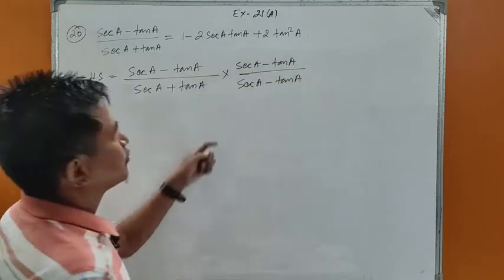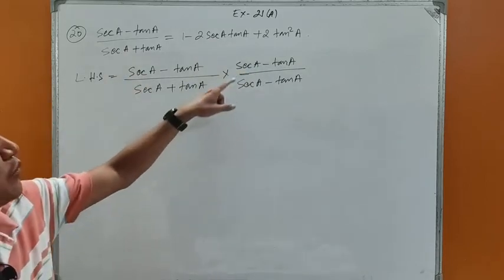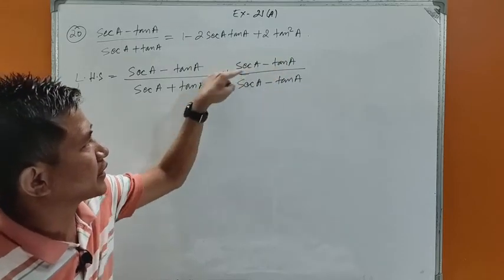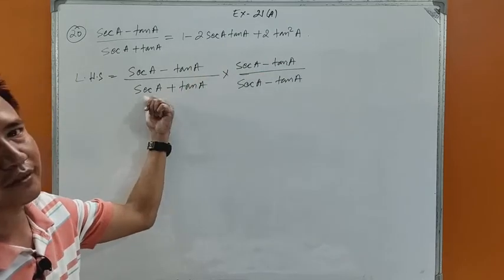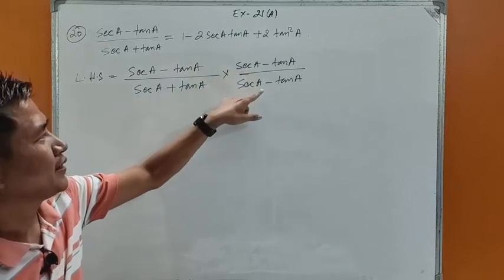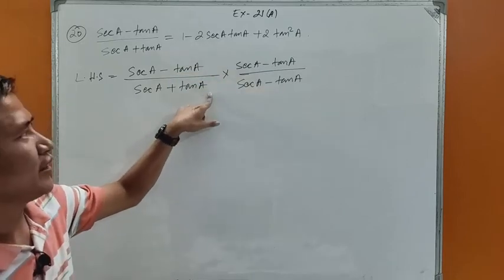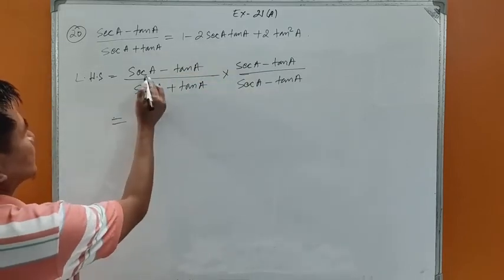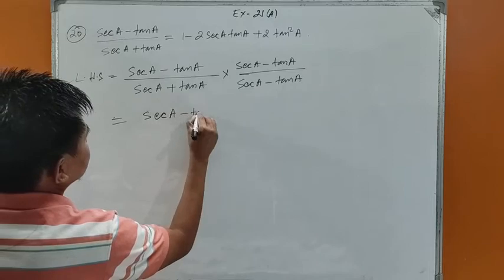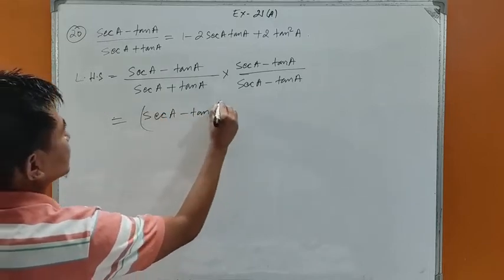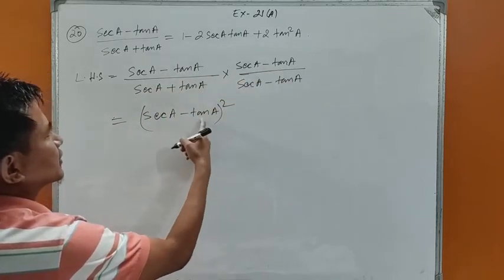When we multiply both the numerator and denominator by sec A minus tan A, the value of this expression does not change, because sec A minus tan A and sec A minus tan A cancel and 1 remains. So this gives us sec A minus tan A into sec A minus tan A, which is sec A minus tan A whole square, in the numerator.